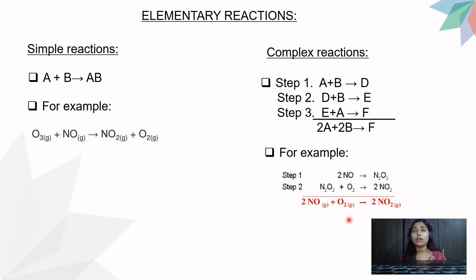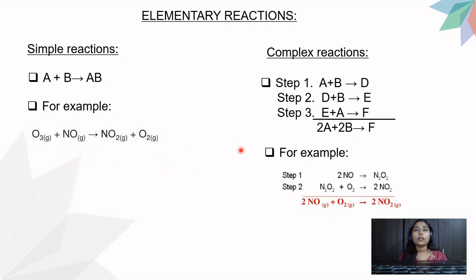I repeat again, complex reactions are those reactions which happen when the sum of the reactant molecules is equal to 3 or more than 3. And what are simple reactions? Simple reactions are those in which the reactant molecules are less than 3.